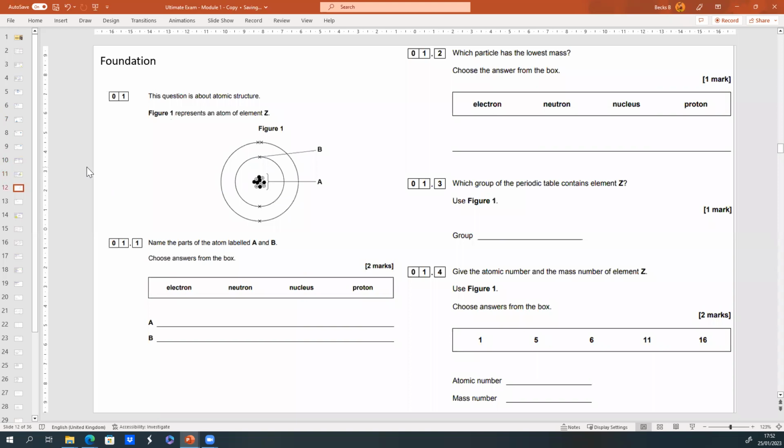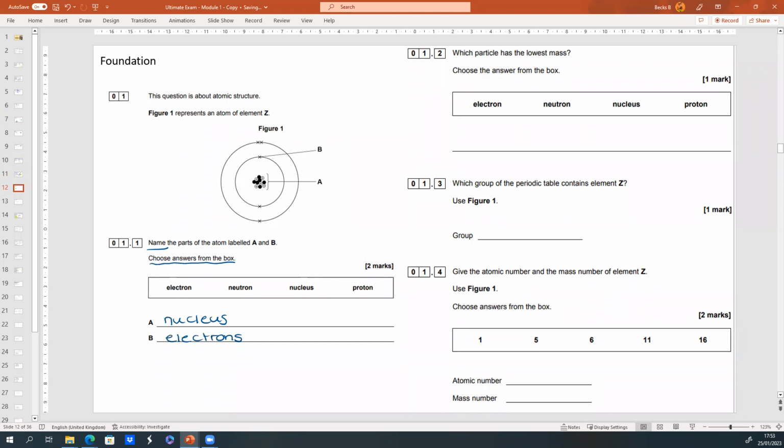So let's start with some more straightforward questions. Know what the structure of an atom looks like, and know what information is on that periodic table. Figure 1 represents an atom of element Z, doesn't matter what it is. It's asking us to name the parts labelled A and B, choosing the answer from the box. Don't make something up, use what is there. So A is the central part, this is the nucleus, and B is pointing to what we represent as little crosses, and these are electrons.